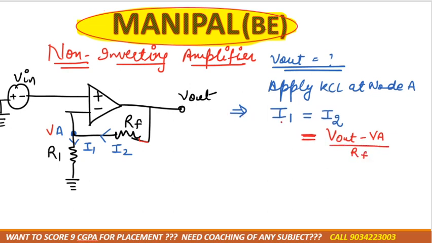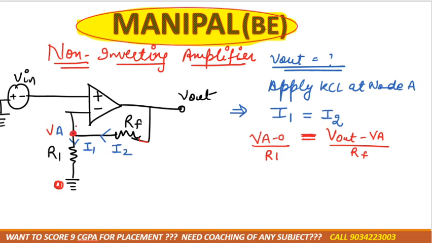Similarly, tell me, I1 is moving from 0, because at ground the potential is 0. I1 is moving from VA to 0 or 0 to VA. So it would be VA minus 0 divided by R1, right?